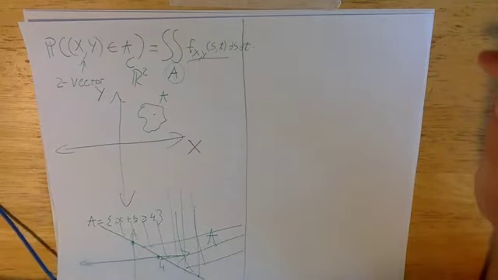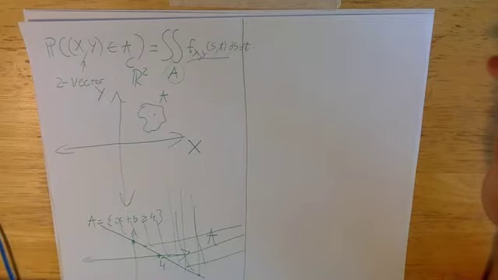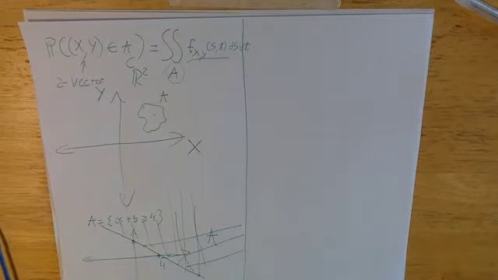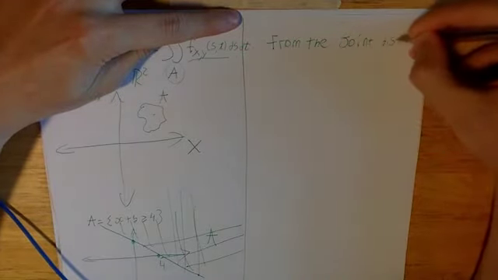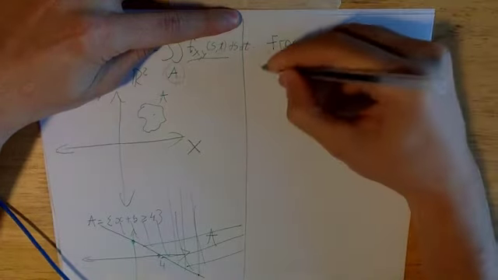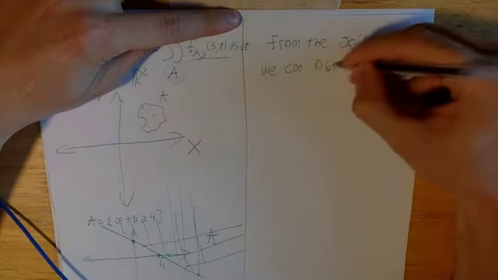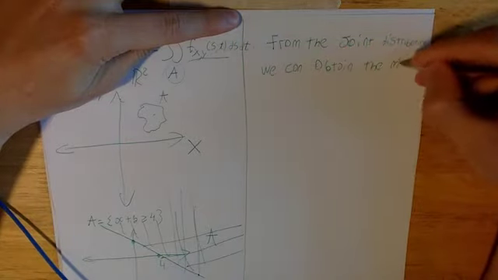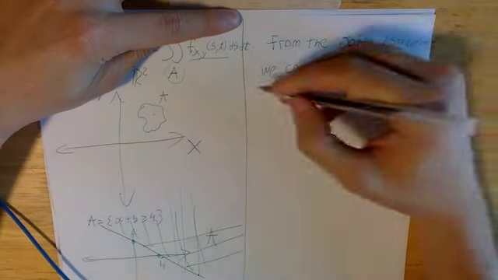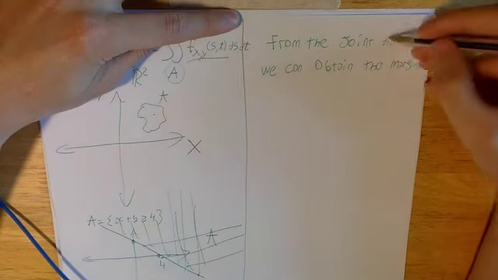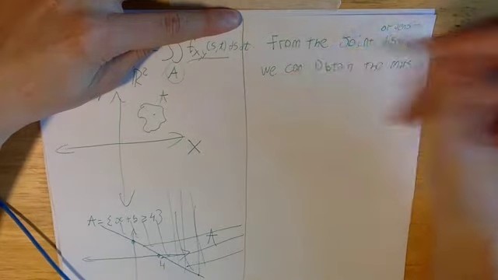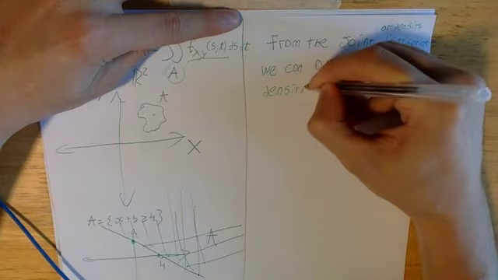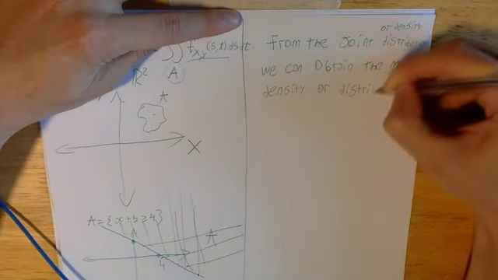Okay, so this is similar to the things we have done for joint distribution functions for discrete variables. For continuous variables, you can get the same things as before: from the joint distribution or density, we can obtain the marginal density or distribution. So what do I mean by this?